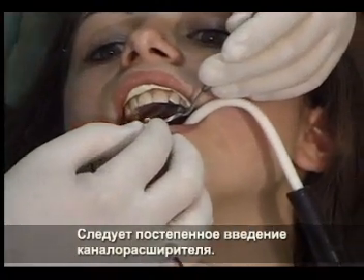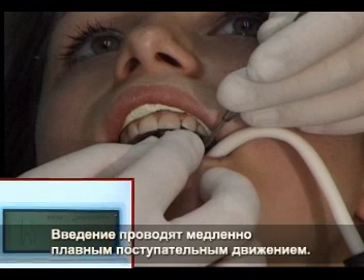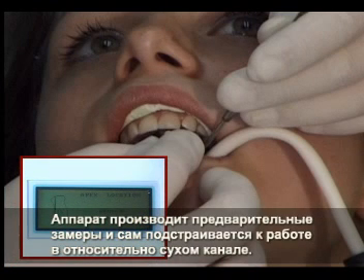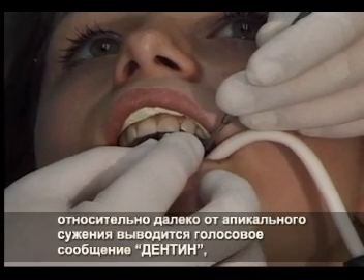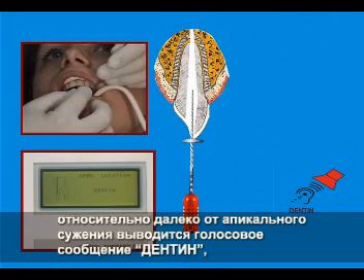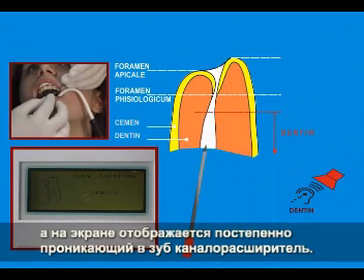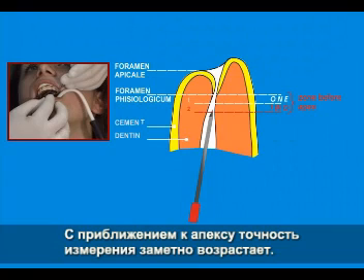Then follows gradual insertion of the file. The insertion is slow with easy forward movement. The device makes preliminary measurements and is self-tuned to work in a relatively dry canal. The file penetration in the canal, relatively far from the apical constriction, is indicated by a spoken message, "dentin", and the file gradually penetrating in the tooth can be seen on the display. Approaching the apical constriction, the accuracy improves greatly.